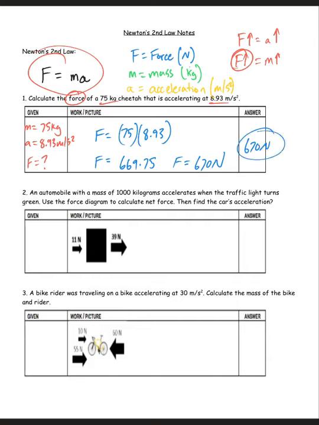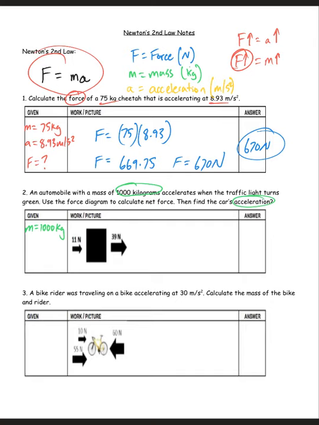Okay. Next, it says an automobile with a mass of 1,000 kilograms accelerates when a traffic light turns green. Use the force diagram to calculate the net force. Then find the car's acceleration. So what are we given? We're given the mass, which is 1,000 kilograms. And then we're given this picture down here.